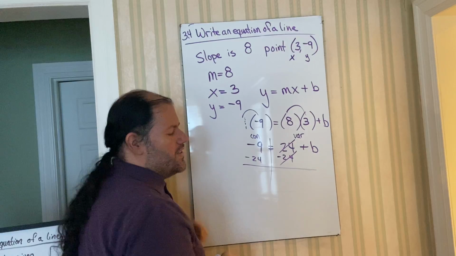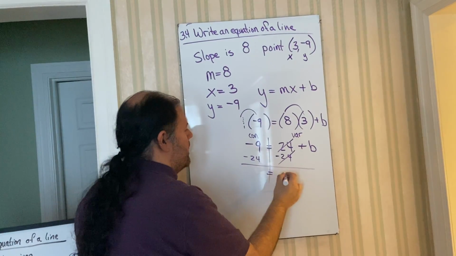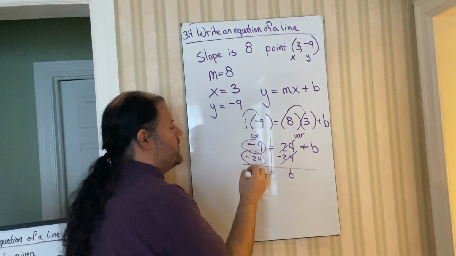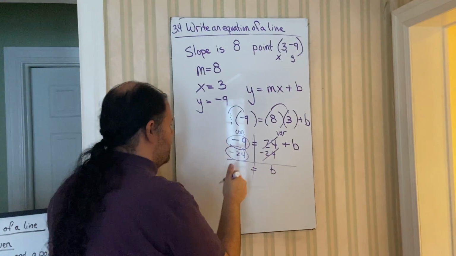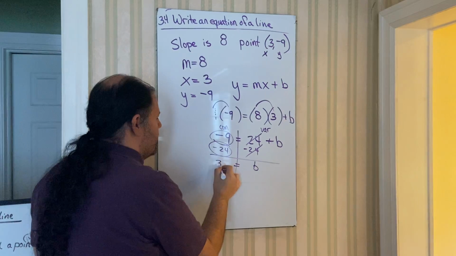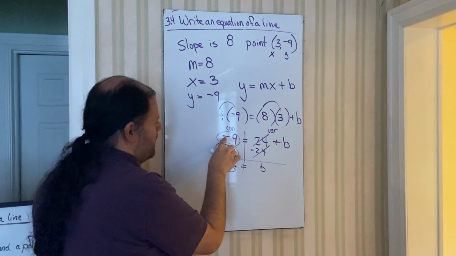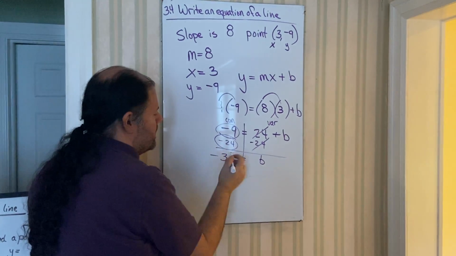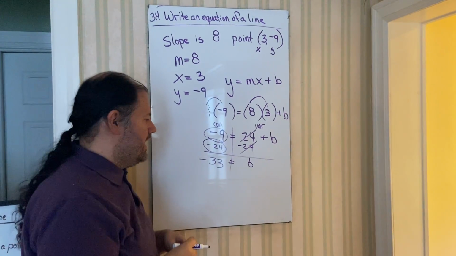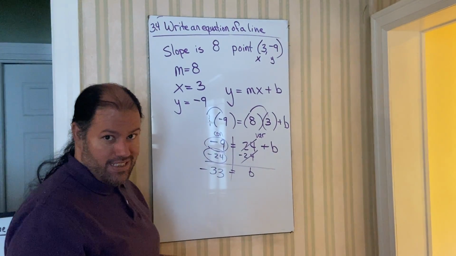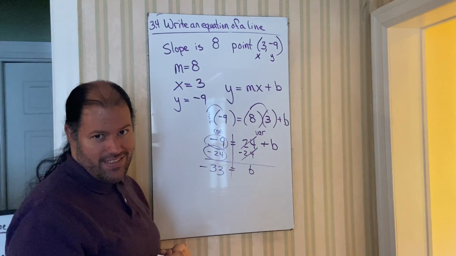These are additive inverses, so they cancel out. You're left with b. Two negatives you add, and then see who wins the tug of war. So we're going to get 33, and then 24 players versus 9 players. Team 24 wins, so it's going to be a negative, because 24 is negative: -33. Now that we found what b is, this is technically your y-intercept now.